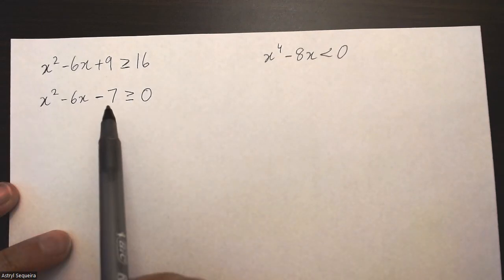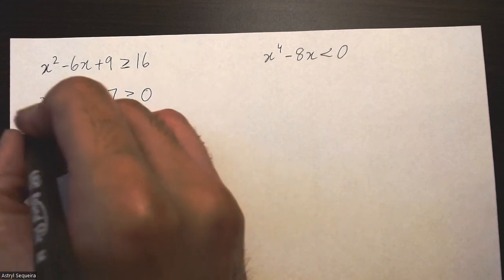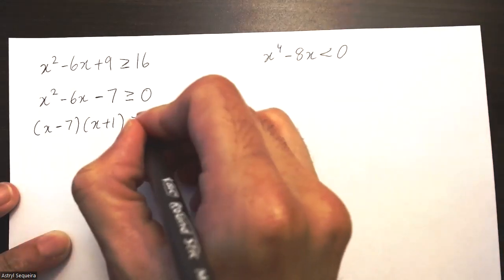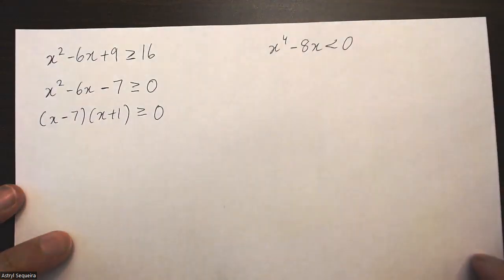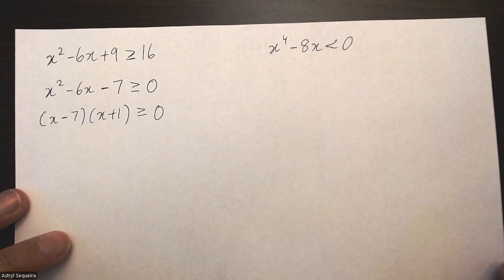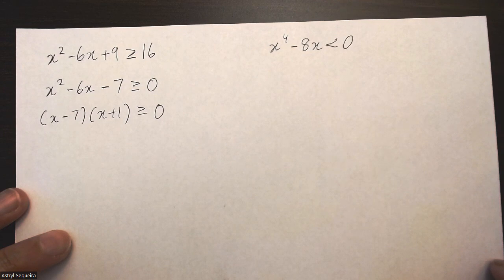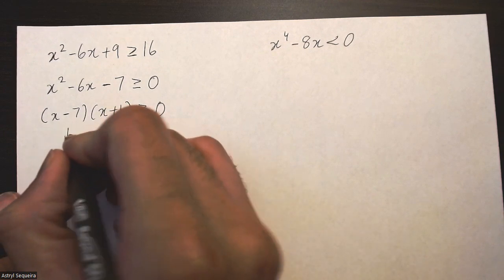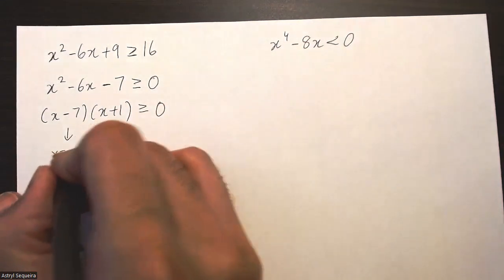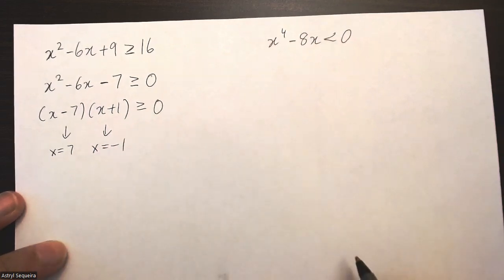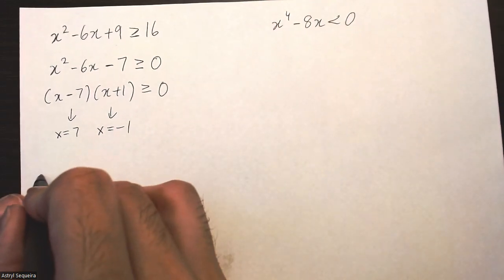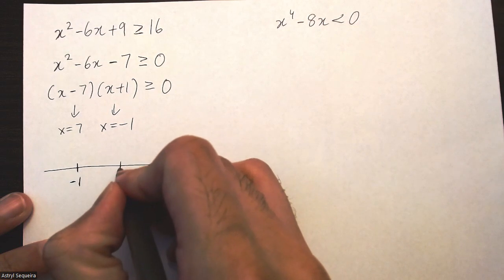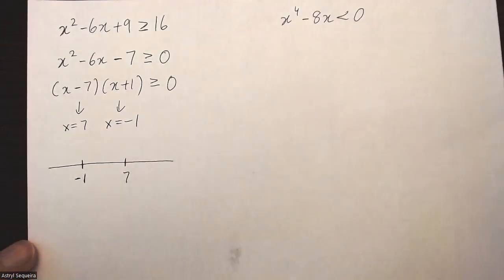Then you want to factor this. So what multiplies to negative 7 and adds to negative 6? That's x minus 7 and x plus 1. And then we can either solve this using a number line or a sign chart. I prefer to do a number line. It's a lot quicker and a lot easier. So I'll start by getting my zeros for this equation, which are positive 7 and negative 1. And these are the numbers that are going to go on my number line in order. So negative 1 first and positive 7 second.